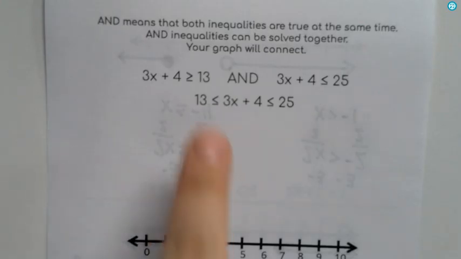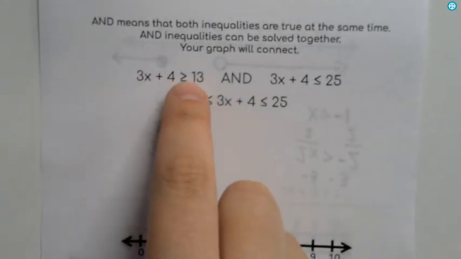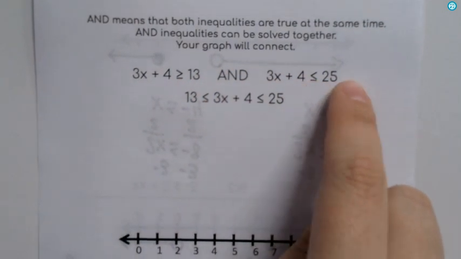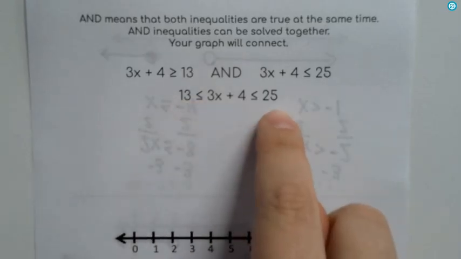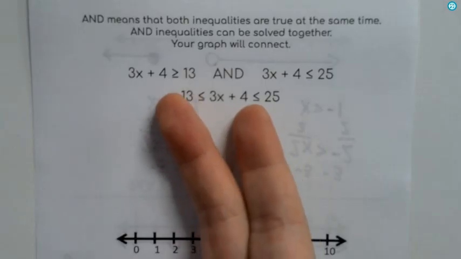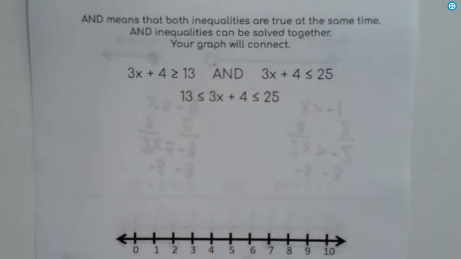So we went ahead and wrote them out separately. If I tell you that 3x plus 4 is greater than or equal to 13, and 3x plus 4 is less than or equal to 25, that means I'm between 13 and 25. So I took this inequality, I flipped it around to put it there, and I wrote them together. We are going to be able to solve these together like a 3-sided equation. Well, it's actually an inequality, but you solve it with 3 sides instead of with 2 sides.